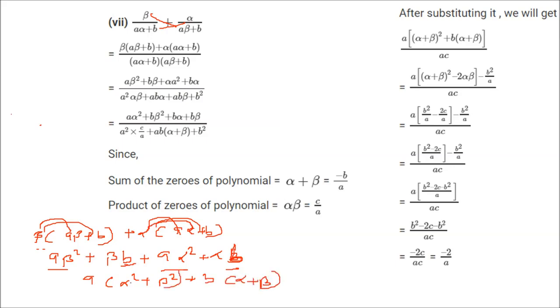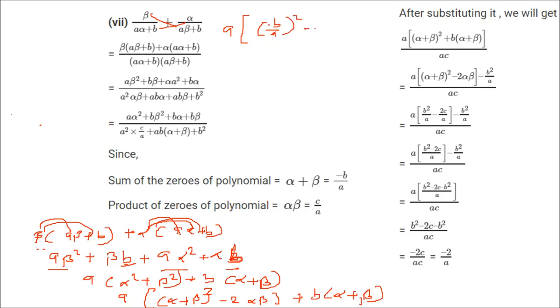Now here we have alpha square plus beta square, right? So alpha square plus beta square we can write as alpha plus beta whole square minus 2 alpha beta. Then we have plus b, we have taken b as common, alpha plus beta. This is the numerator. So what do we put here? The values. So we get alpha plus beta whole square is minus b by a whole square.